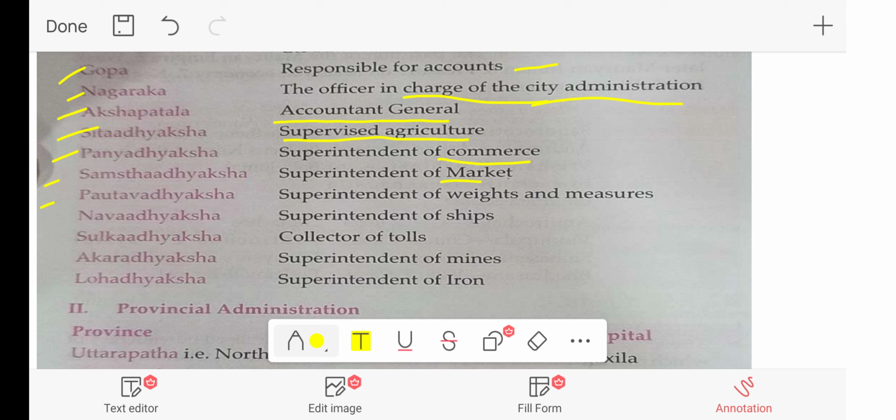Next, Pautavyadyaksha. They were superintendent of weights and measures. Next, Navdyaksha. They were superintendent of ships. Shulkdyaksha. They were collector of tolls. Akradyaksha. They were superintendent of mines. Lohadyaksha. They were superintendent of iron.